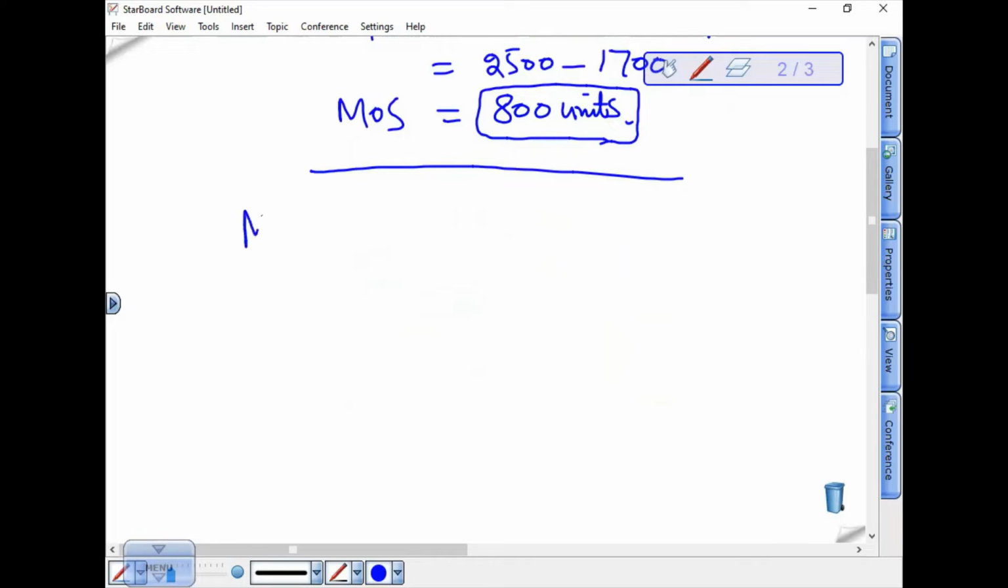And if margin of safety is required in terms of dollar value, then the formula will be the same, but it will be in terms of dollars. So that is the current sales revenue minus break-even sales revenue.